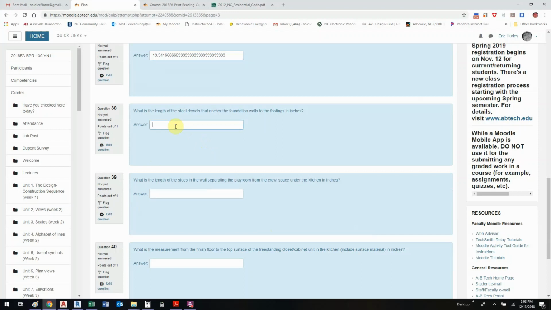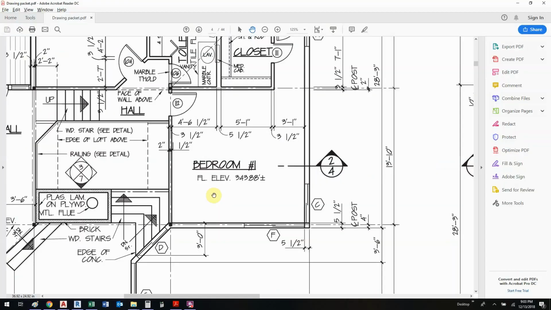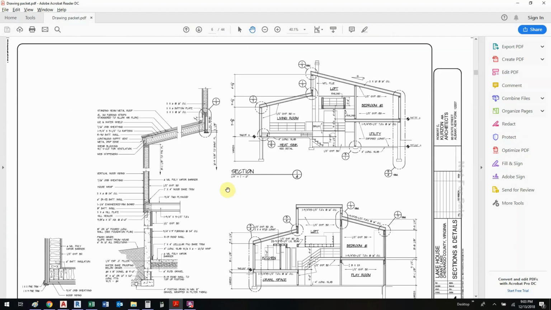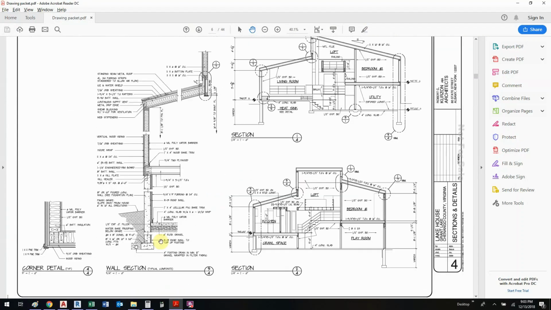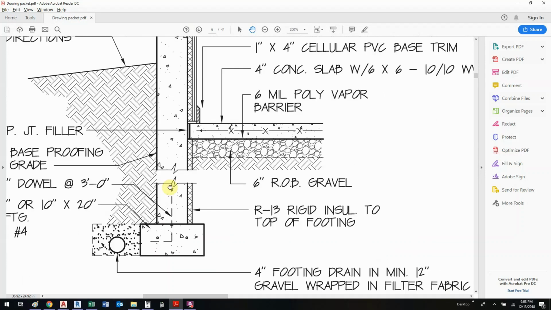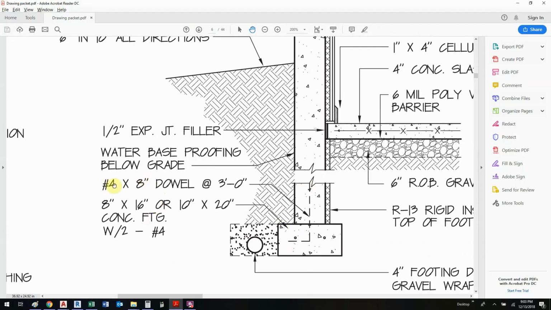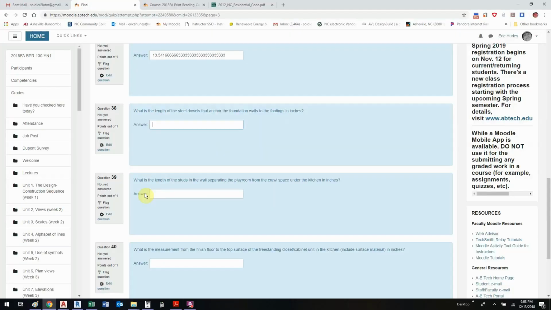What is the length of the steel dowels that anchor the foundation wall to the footings in inches? Back over to the plans, going to the wall section right down here. Here's those dowels that we've been talking about. Number 4 by 8 inch dowels at 3 foot. And that's supposed to be on center. There's supposed to be an on center here. So number 4's at 8 inches dowels at 3 foot on center. So the dowels themselves are 8 inches.